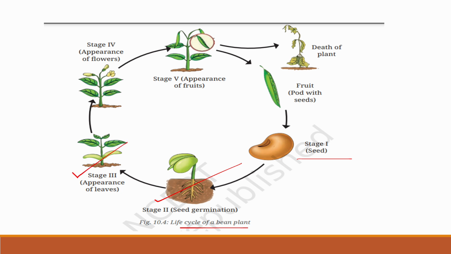Then in stage 4, appearance of flowers. Then in stage 5, appearance of fruits. Then the fruits or pods will contain seeds. The seeds will give rise to a new generation of plants. So fruit or pod with the seeds. Then death of plants.